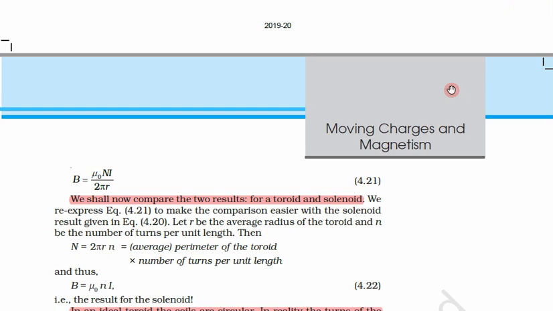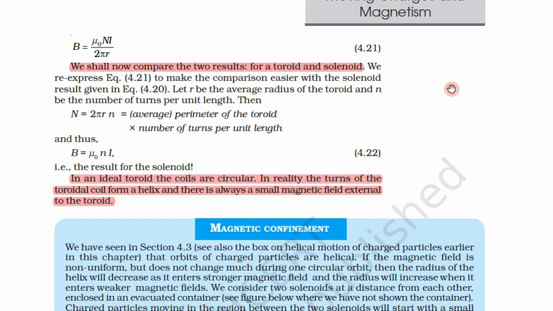So solving this, what we get? We get B is equal to mu naught N I upon 2 pi r. So this is the result for when we are between the two coils of the toroid. So these are two coils, we are somewhere between the two coils. Then what is the magnetic field? Mu naught N I upon 2 pi r.